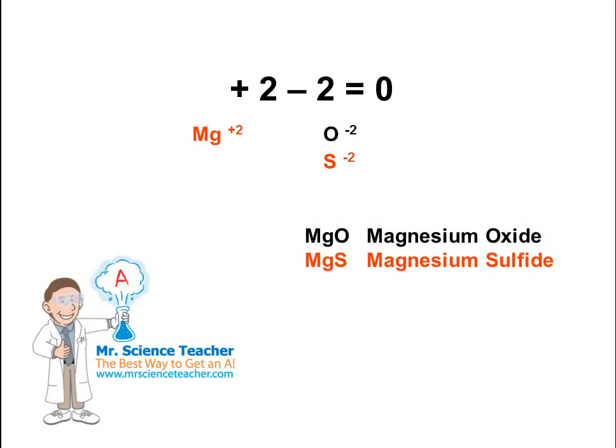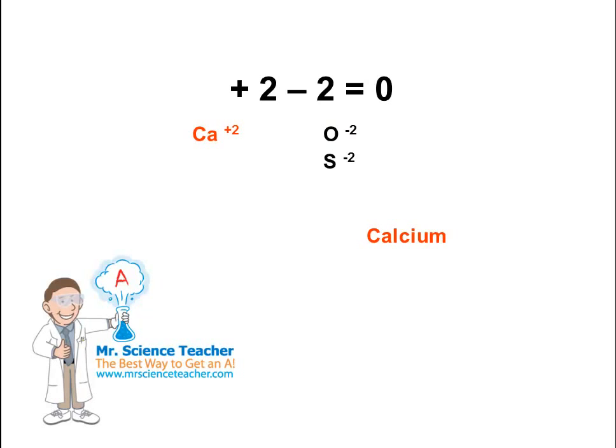And calcium now. Calcium oxide would be CaO. Calcium sulfide would be CaS. Strontium. Strontium oxide, SrO. Strontium sulfide, SrS.